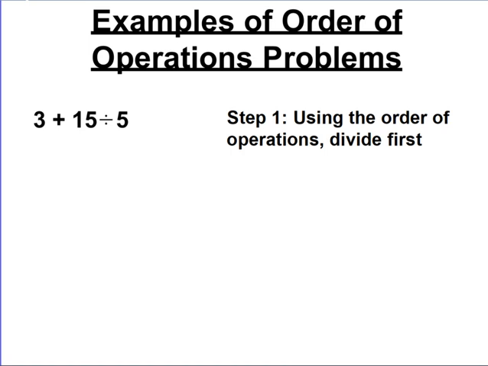Division comes in step 3, adding comes in step 4. So we'll divide first. So 15 divided by 5 gives you 3. And this 3 and the plus sign just drop down to the next line. For step 2, there's only one operation left. We have to add. 3 plus 3 is 6. So the simplified version of this numerical expression is 6. Pretty simple problem.